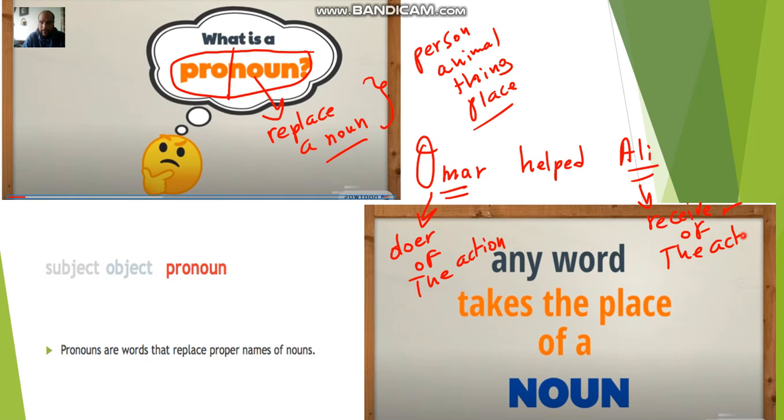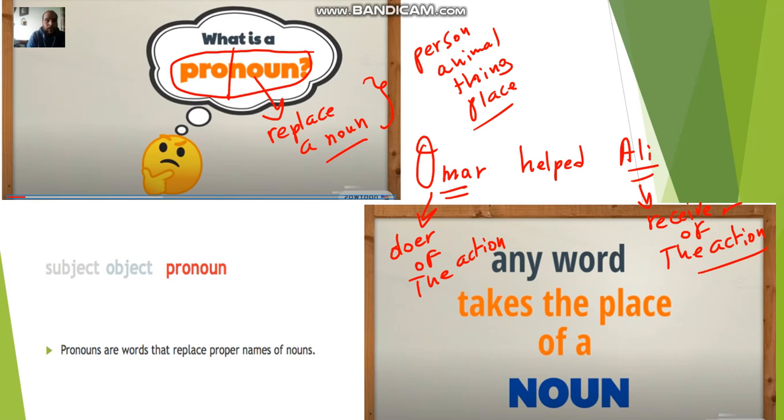So here, before moving forward, and to make it easier for you, my boys, you have always to ask yourself, is it a doer of the action or a receiver of the action? Okay? Here the action is the action of helping. I have chosen an easy action to make you understand what I want to say. So Umar here is the one who is doing the action of helping. And Ali is the receiver of the action.